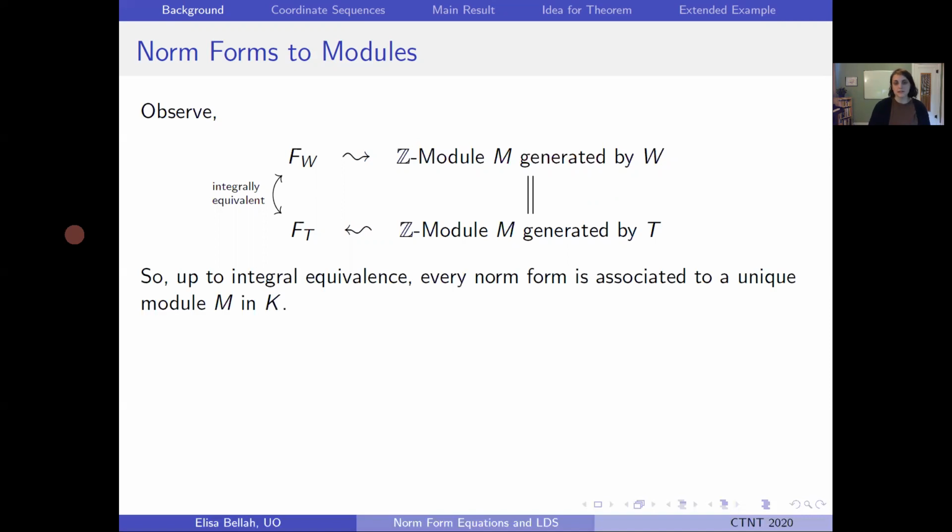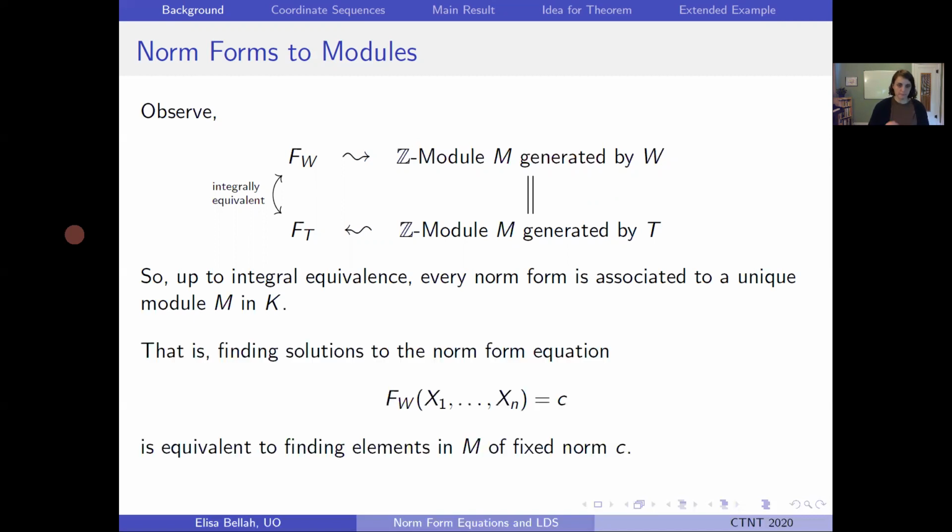And so up to integral equivalency, which is really what you want for Diophantine problems, every norm form is associated to a unique module in K. That is, if we want to find solutions to a norm form equation, this is the same thing as finding elements in the associated module of fixed norm C. So oftentimes we'll just instead look at elements in some module.